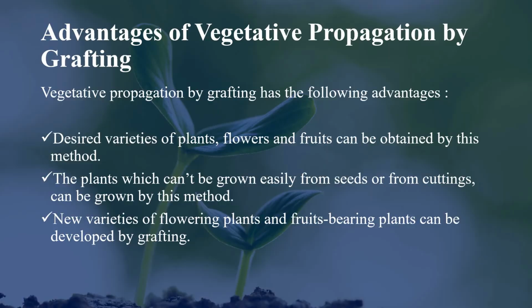Now students, let us understand the advantages of vegetative propagation by grafting. Vegetative propagation by grafting has the following advantages. First, desired varieties of plants, flowers and fruits can be obtained by this method. Second, the plants which cannot be grown easily from seeds or from cuttings can be grown by this method. And third, new varieties of flowering plants and fruit bearing plants can be developed by grafting.